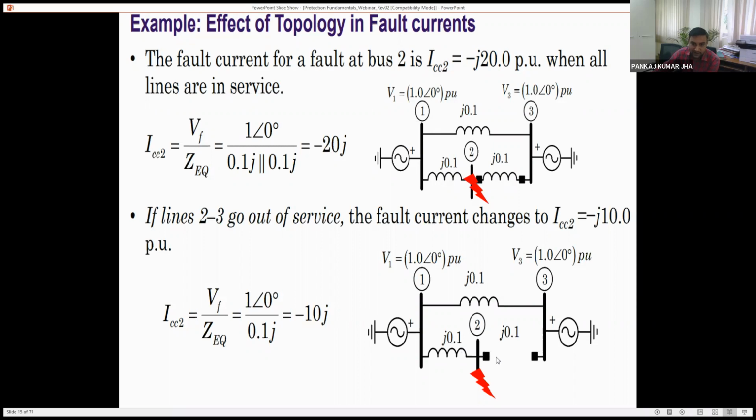When we have one line under shutdown, suppose the line connected between Bus 2 and Bus 3 is under shutdown, and now there is a fault on Bus 2. In this case, the fault current will be the voltage divided by this impedance, which is 10 pu. So only because of a change in the network structure, my fault current is changing.